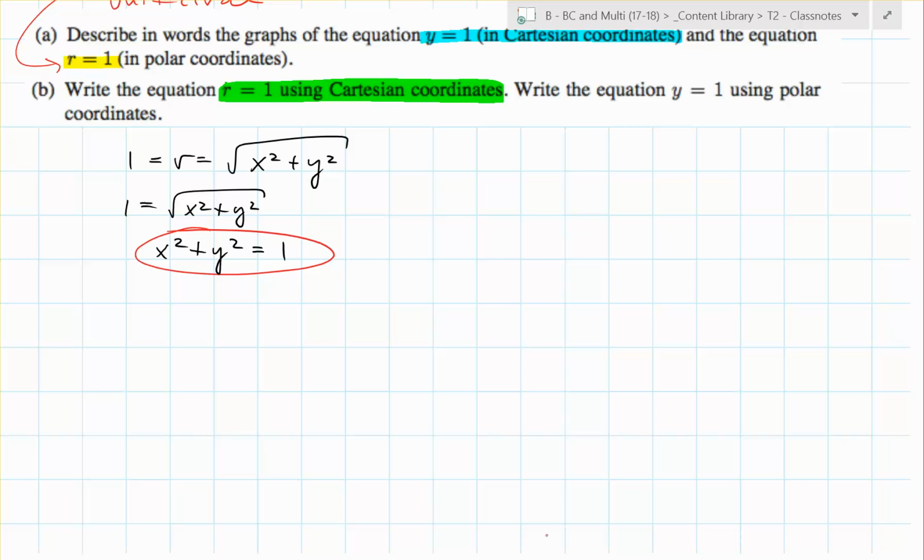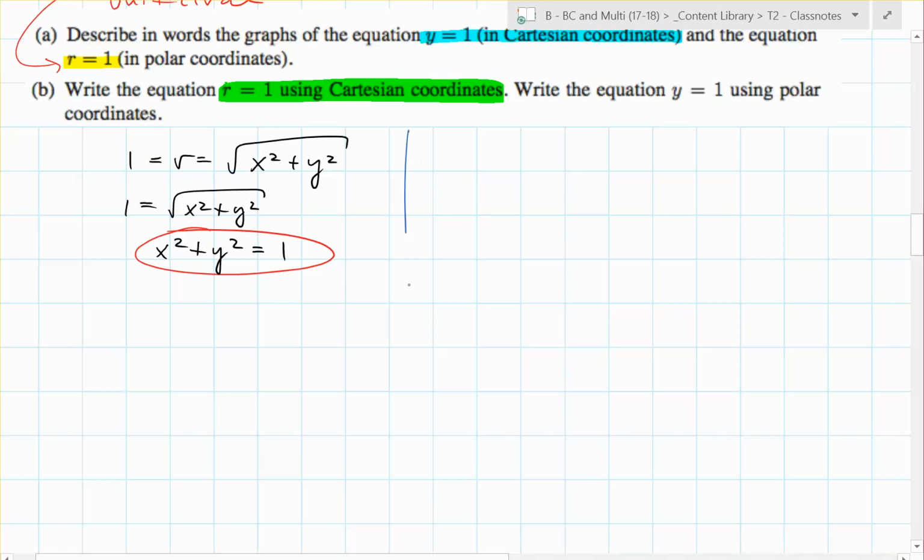Write the equation y equals 1 using polar coordinates. Try that yourself. Write the equation for a horizontal line of y equals 1 using polar coordinates. So we have this equation, this is a Cartesian. So basically you're writing a relationship between r and theta. What relationship is there between r and theta that gives you a horizontal line at y equals 1? I don't want the answer. How do we start this one?